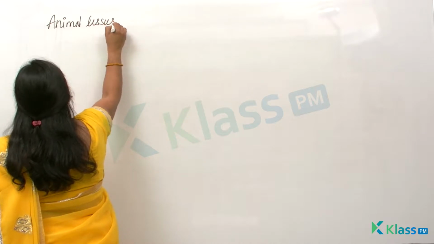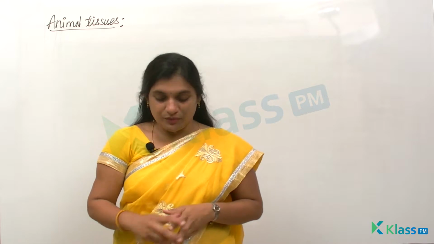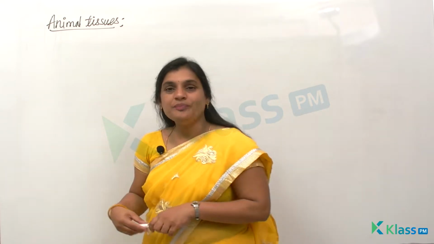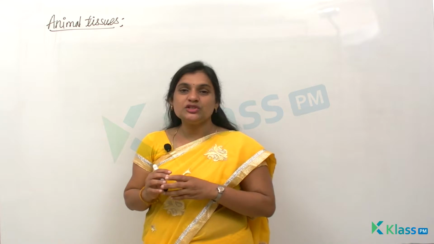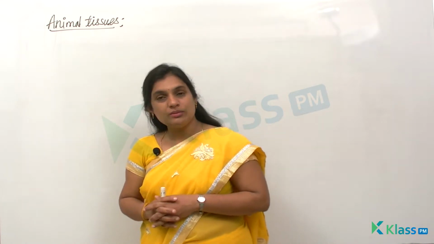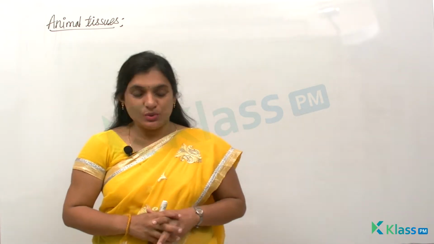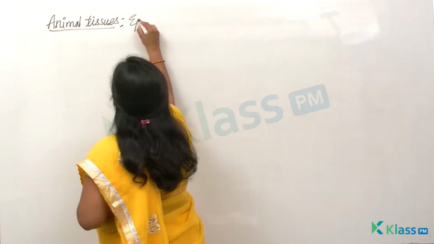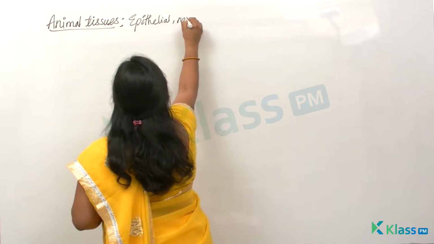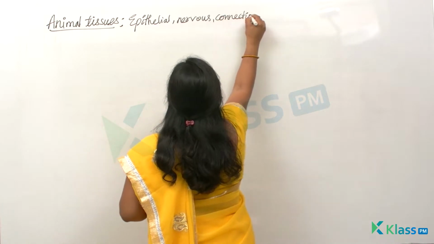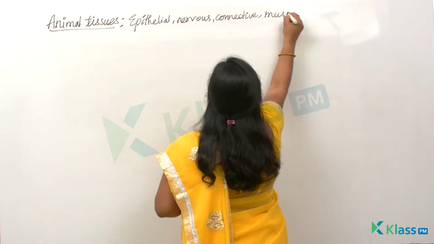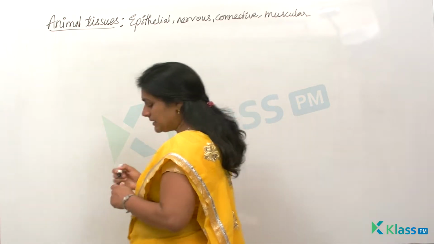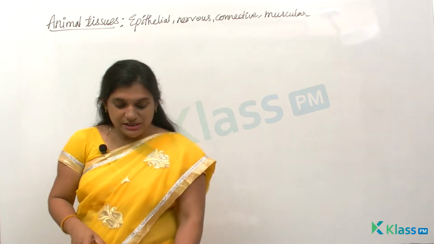Let us discuss these animal tissues. On the basis of the function they perform, animal tissues are broadly classified into various types like epithelial tissue, muscular tissue, nervous tissue and connective tissue. So, there are different types of animal tissues such as epithelial, nervous, connective and muscular tissue. Let us learn about each of these tissues in detail.